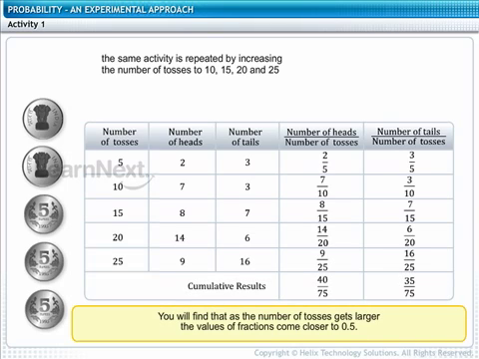We observe that the value of fractions are closer to 0.5 or half. From this, we can say that the probability of getting heads or tails is 0.5.